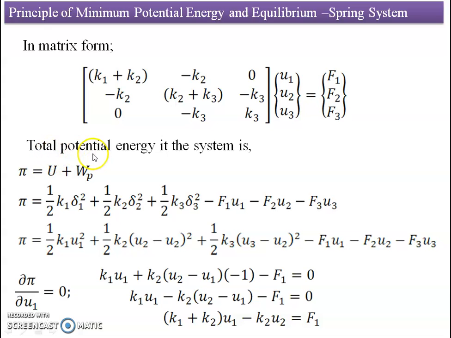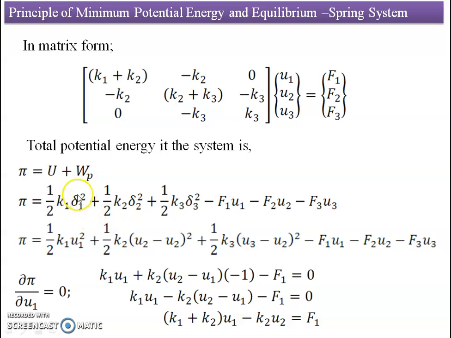So we know that the total potential energy in the system is pi equals U plus WP, where U is nothing but the strain energy. If I count the strain energy of the spring, we have a relation: 1/2 of the spring constant multiplied by the displacement. So 1/2 of K1 into delta1 whole square for the first spring. For the second spring, we'll have 1/2 K2 delta2 whole square, plus for the third spring, 1/2 of K3 into delta3 whole square, minus F1 U1, minus F2 U2, minus F3 U3.